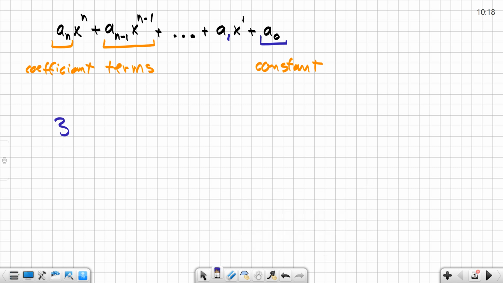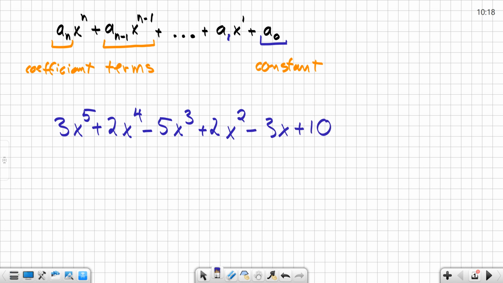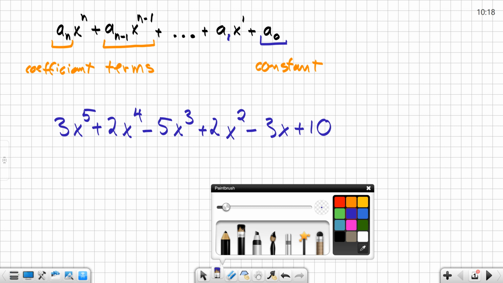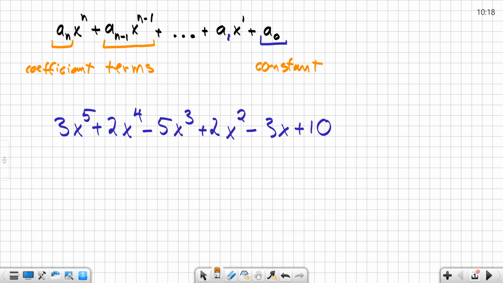Let me give you an example. For instance, 3x to the 5th plus 2x to the 4th minus 5x to the 3rd plus 2x squared minus 3x plus 10. So what we have right here is a polynomial with, let's see, how many terms do we have? 1, 2, 3, 4, 5, 6 terms.